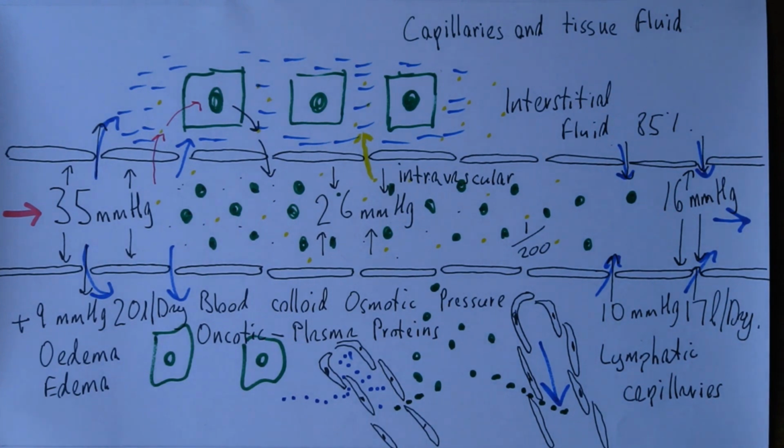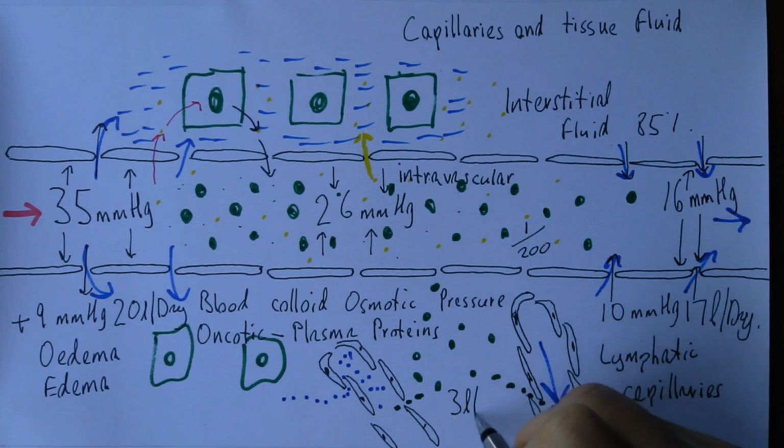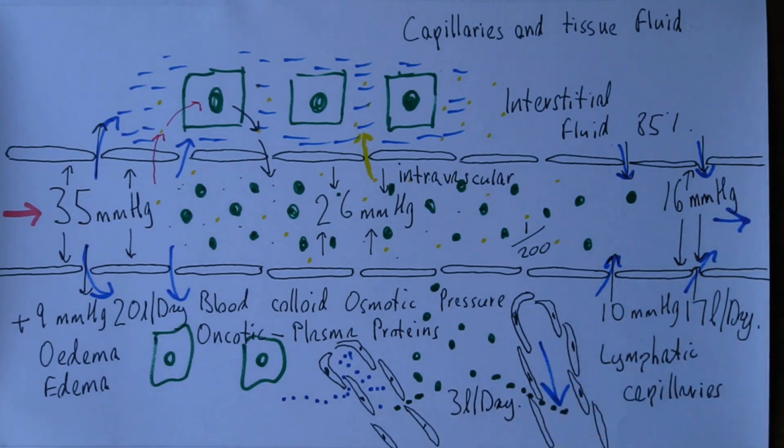And probably so 2 to 3 litres a day. So we've said 17 are reabsorbed back in. That would mean about 3 litres a day is drained via the lymphatic system. So this is absolutely vital interstitial fluid.